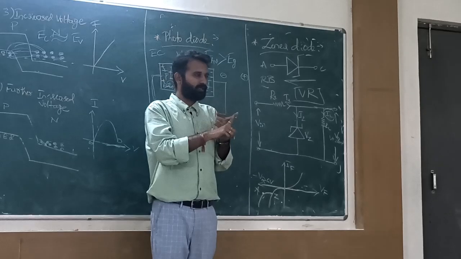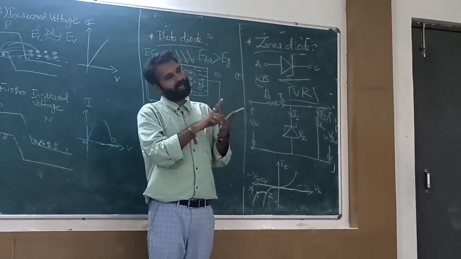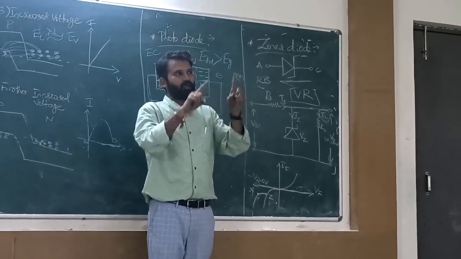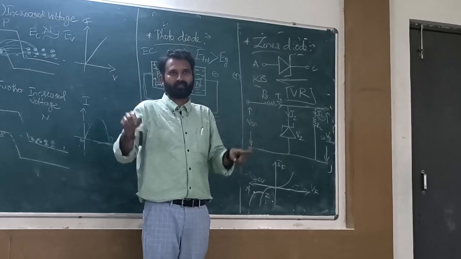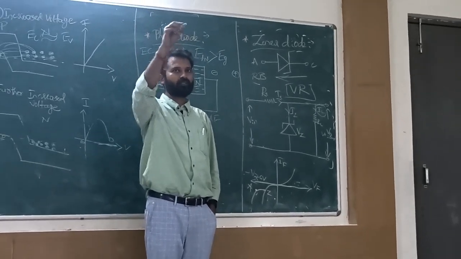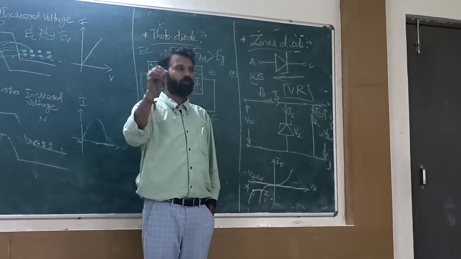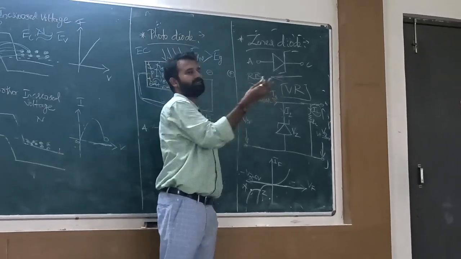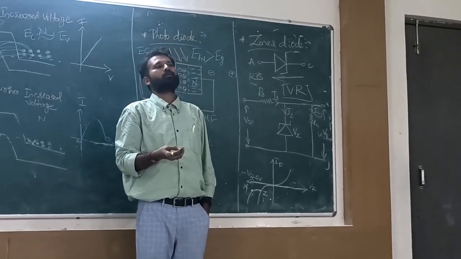In a clipper you have seen a diode and resistor. In a clamper you have seen a diode and resistor. In a half-wave rectifier you have seen a diode and resistor. In a full-wave rectifier you have seen a diode and resistor. In a bridge rectifier also you have seen four diodes and a resistor. Why is a resistor always connected in series or in parallel with a diode?